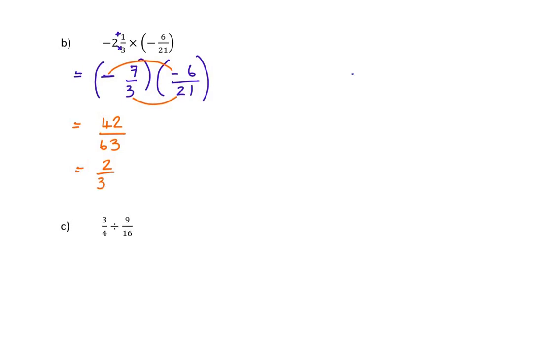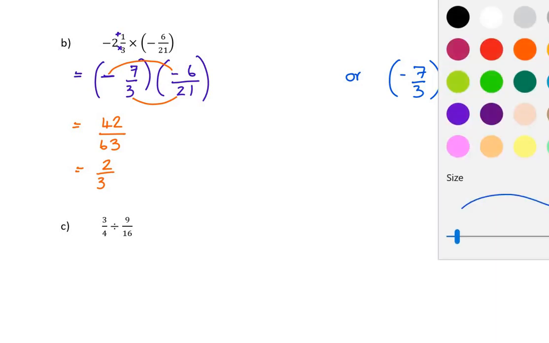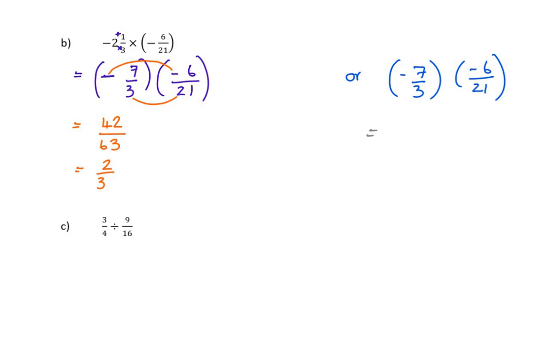Personally, I would have preferred to leave it as negative 7 over 3 multiplied by negative 6 over 21. The negative times the negative cancel, so in my next line I can immediately know it's positive. I'm just putting that there. 3 goes into itself once, goes into 6 twice. 7 goes into itself once, goes into 21 3 times. So basically I get 1 times 2, which is 2, at the top, and 1 times 3, which is 3, at the bottom. And I go straight to my answer.